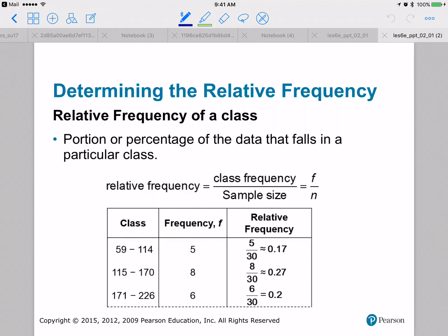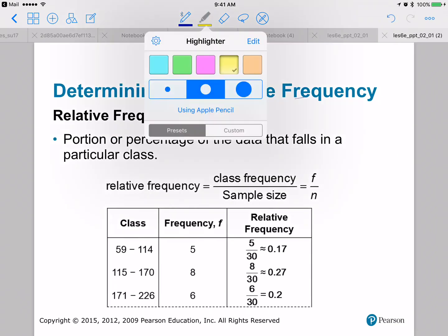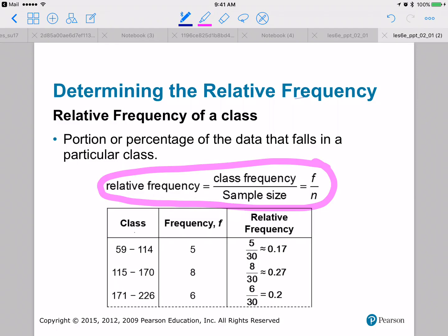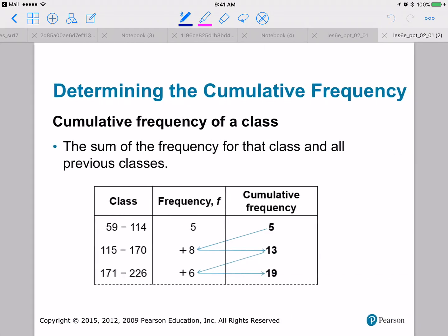Now let's see here. So we can determine the relative frequency. We've got another formula. The relative frequency of a class is the class frequency divided by the sample size. So for each class, you can calculate the relative frequency. Remember how our frequency was 5? Well, our relative frequency is going to be 5 over 30. For here, the frequency is 8, so the relative frequency is 8 over 30. Because for this data set, n is equal to 30. So each time you're dividing by 30.